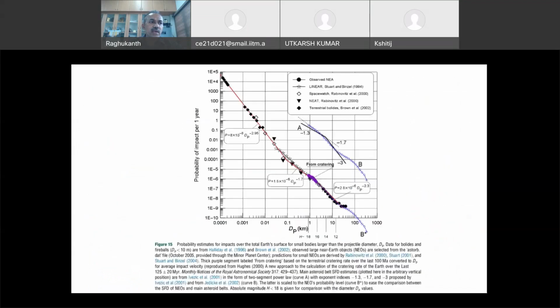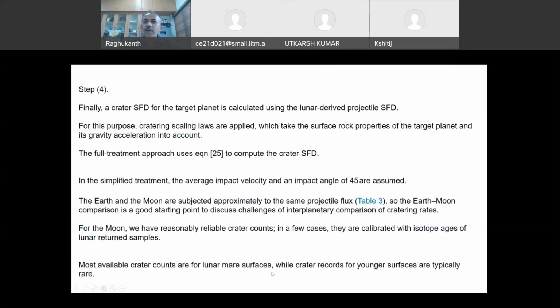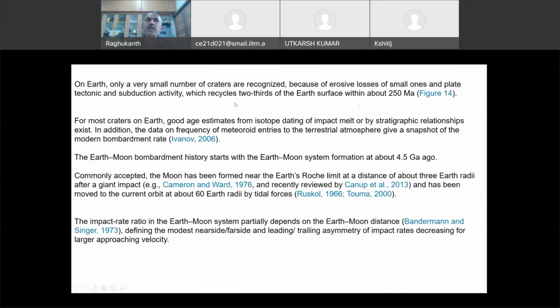Most available crater counts are for lunar mare. But on Earth, craters are there, but many craters have been destroyed because of plate tectonics. Every 250 million years new crust gets formed, and two-thirds of Earth's surface gets changed because of plate tectonics. But for whatever craters are there on Earth, like Lonar crater, Ramgarh crater, Dhala crater, people have done isotope dating, because it is on Earth. There are many papers. And for meteoroid entries we also have very good data; the frequency and impact probabilities are well known.